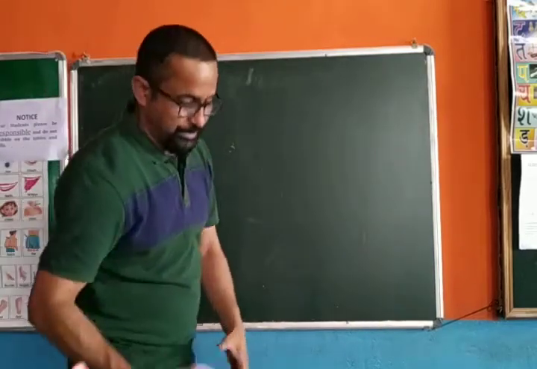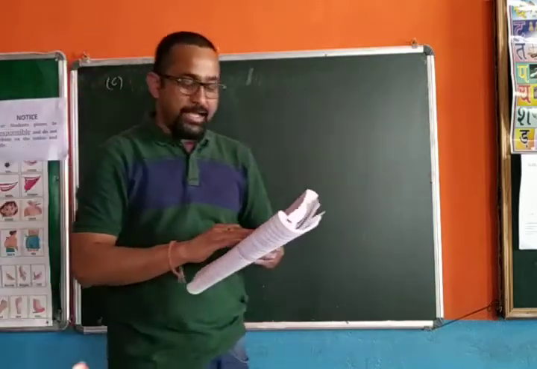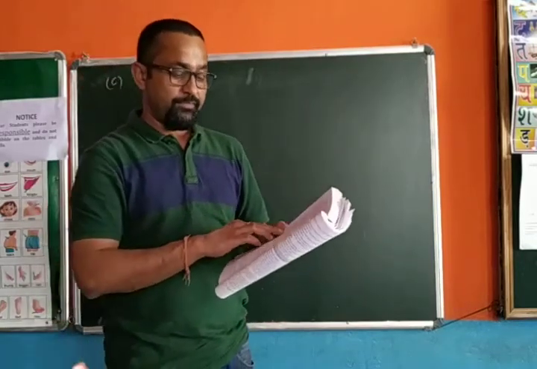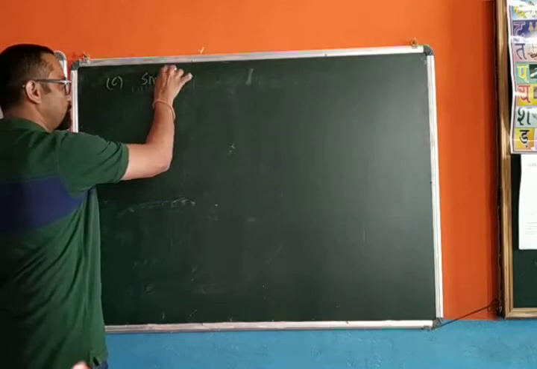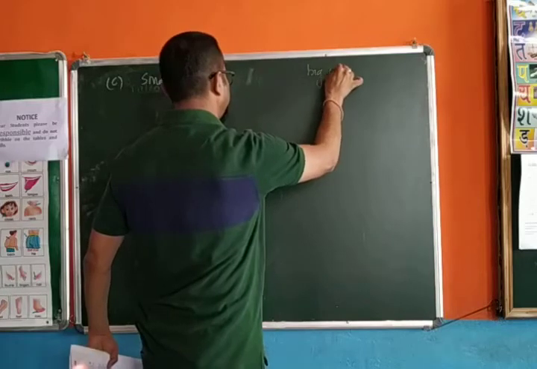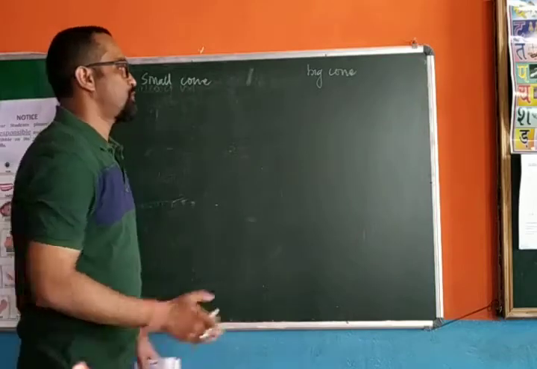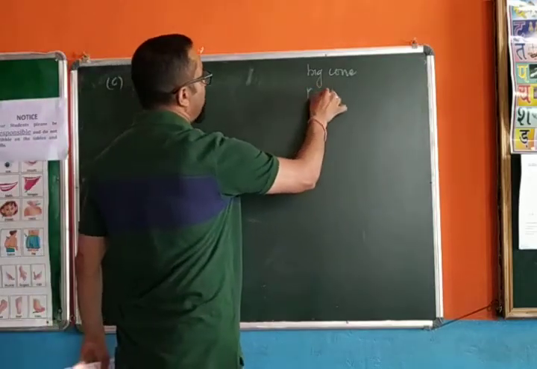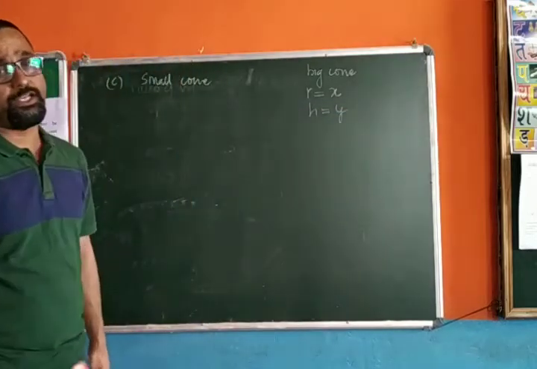Look at this question number 12C. Height and radius of base of a right circular cone is half the corresponding height and radius of another big cone. So you write small cone and leave some gap and write here big cone. We do not know the radius and we do not know the height, so we take the radius of the big cone as x, height as y. Take it as two different variables.